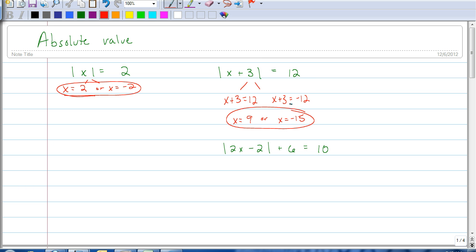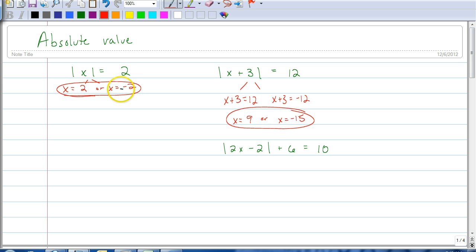And you can always check your answers. If I put 9 in here, 9 plus 3, sure enough, is 12, and the absolute value of that will be 12. If I put -15 in there, -15 plus 3 is -12. The absolute value of that is still a positive 12. So those are our 2 possible answers.